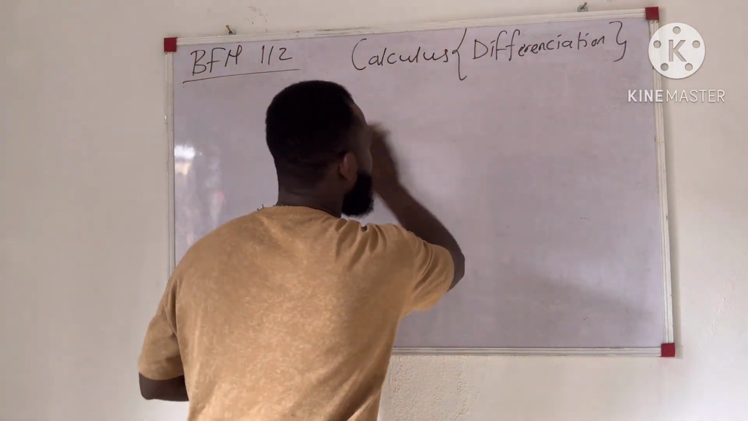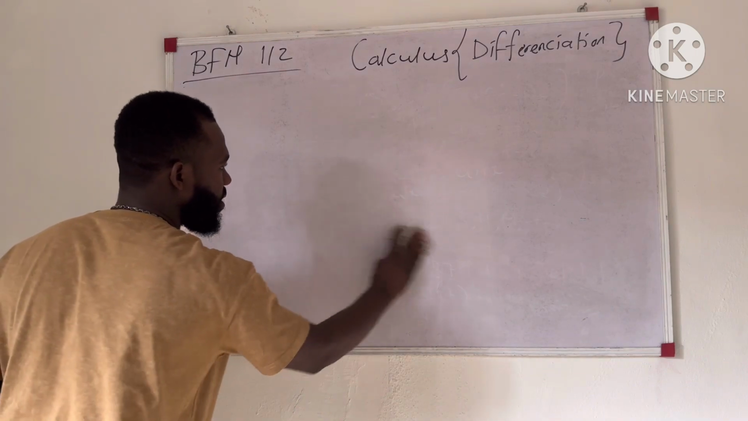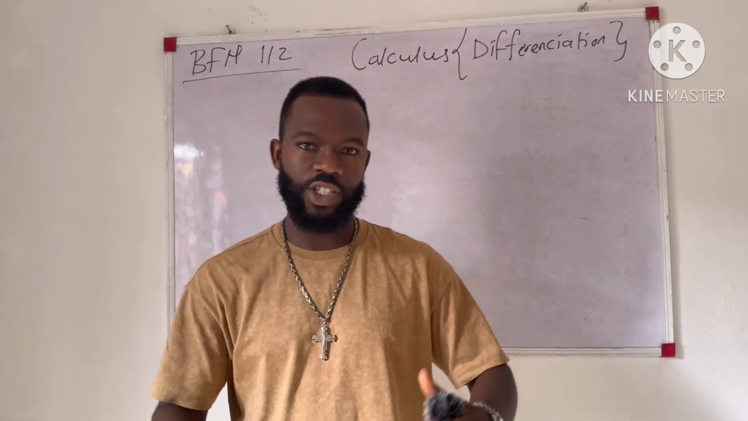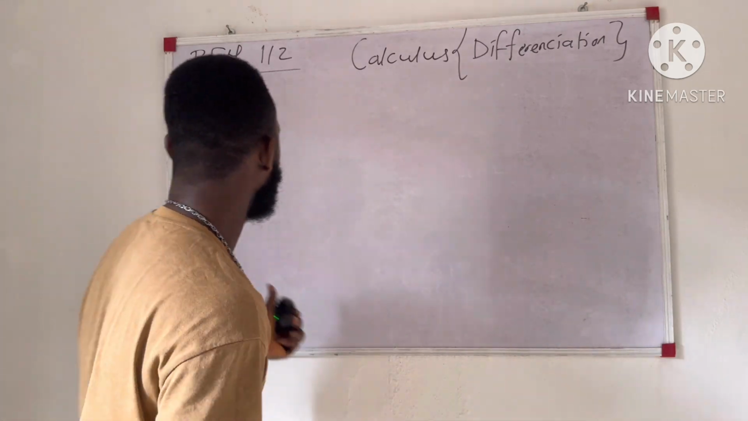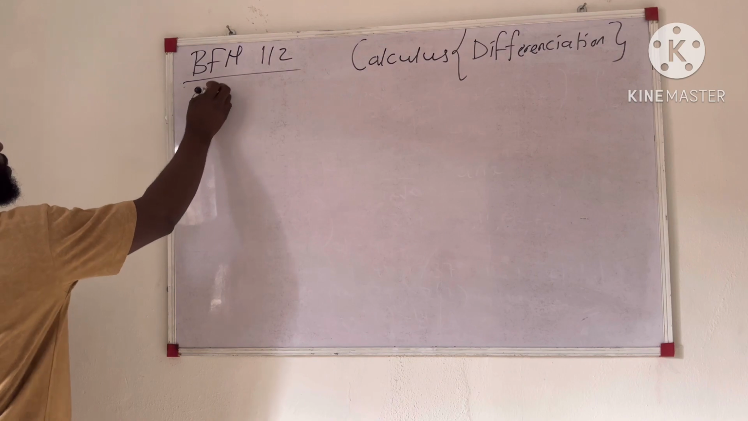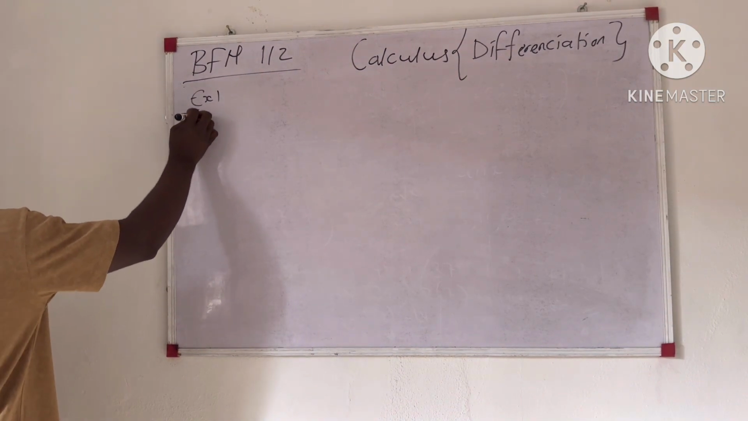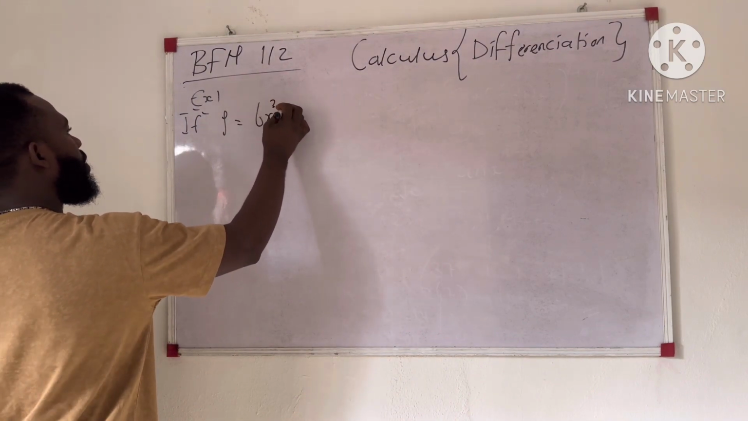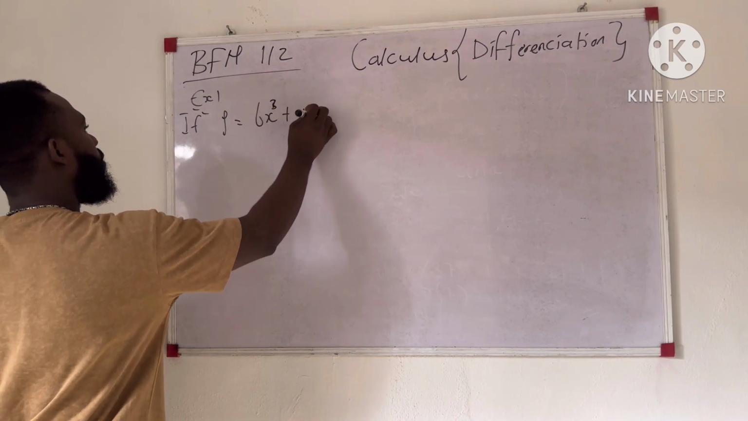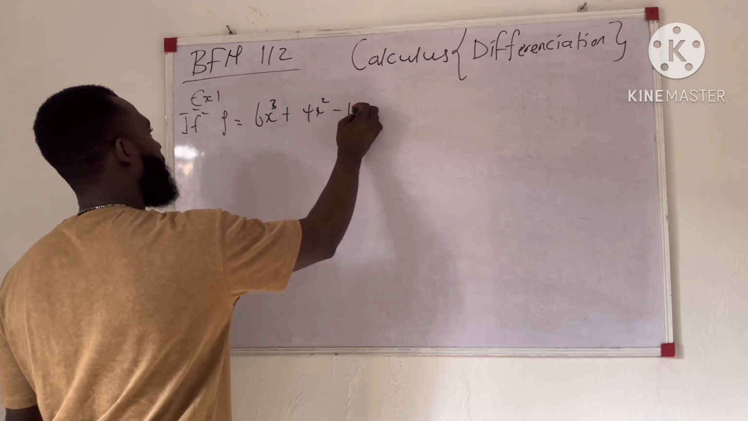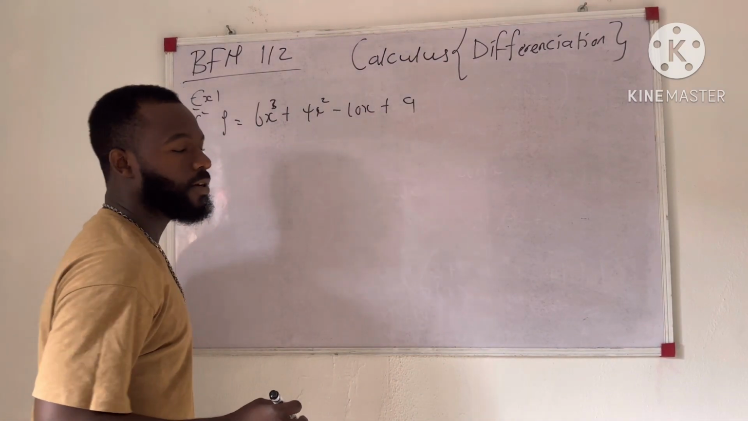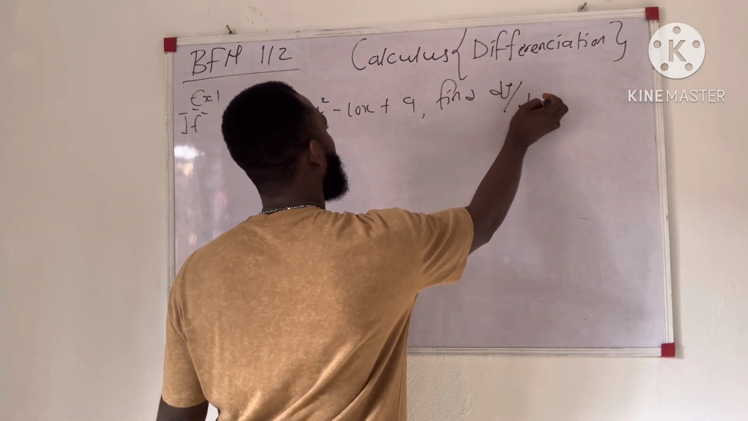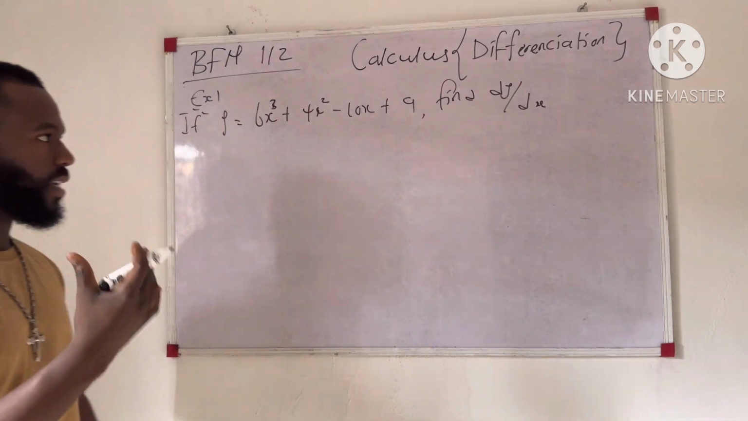So what you just need to do is to sit back, relax, listen, and then you understand how this works. We're going to be solving 5 questions. So the first question says, if y is equal to 6x raised to the power 3 plus 4x raised to the power 2 minus 10x plus 9, find dy over dx.